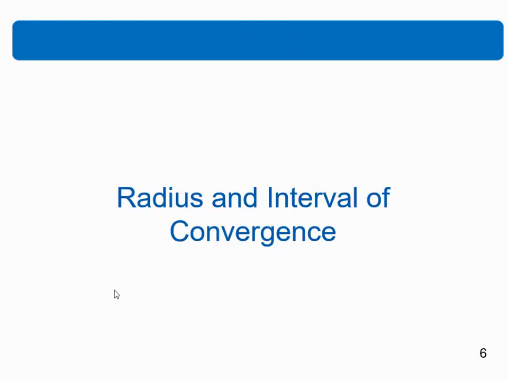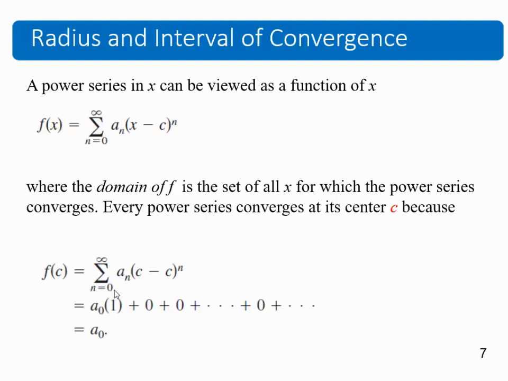Okay, so now radius and interval of convergence. So the best way to look at a power series is in this form, so that you can tell what it might be centered at, even if it was centered at 0. Alright, so the domain of your function is the interval at which the series will converge. Now, the first thing is that you need to always remember that your series converges at its center c.